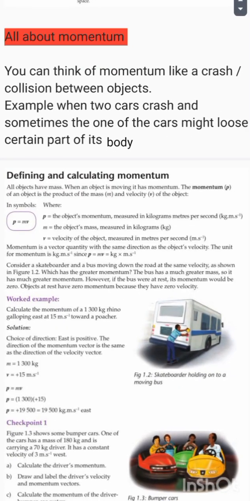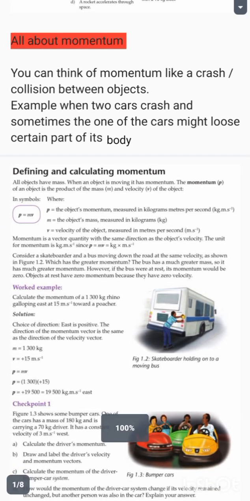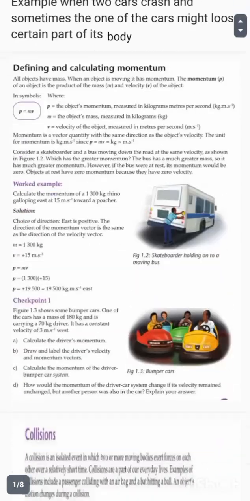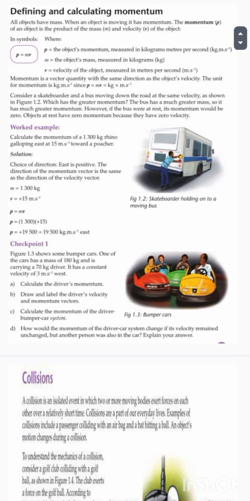Right now we're going to go into momentum in detail. You can think of momentum like a crash, like when two things collide. That's how I can explain it. It's between two objects. Examples: when two cars crash, sometimes one of the cars might lose certain parts of its body, or the shape changes. But let's not talk about accidents. Some people might be offended.